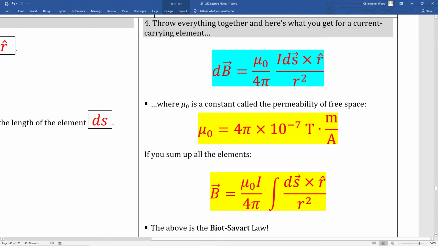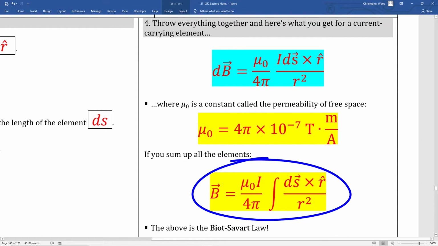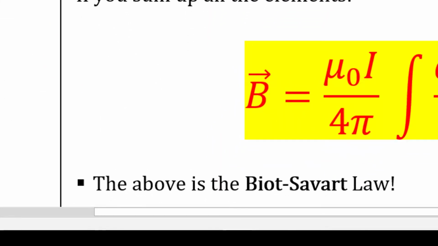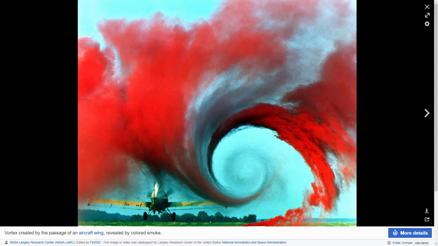Now that we know everything about a current element, we can integrate to get the net effect of a series of current elements, also known as a wire. Although technically speaking, current does not need to flow through a wire. The bottom line is we integrate to add the cumulative effect of a number of current elements. This is known as the Biot-Savart Law. As noted here, the Biot-Savart Law is also used in aerodynamics to analyze vortexes.